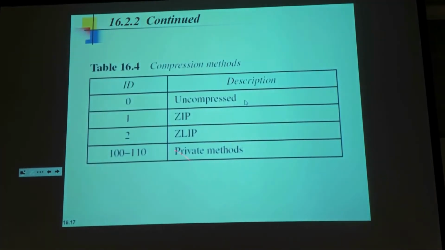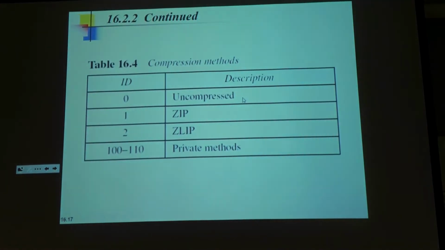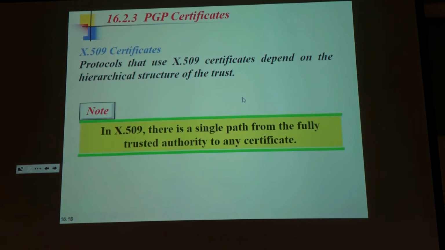All right. So for compression, 0 is uncompressed, 1 is zip, 2 is something else, and so on. There are different techniques for compression. They have to agree on what compression they are going to use.